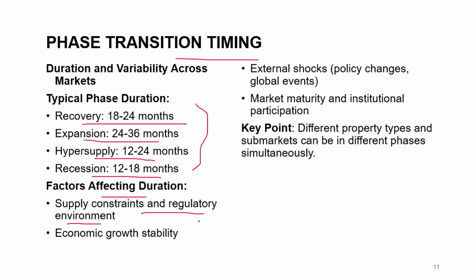What is the regulators' role in this? What regulatory changes they take at these times play a crucial role. Supply constraints also, how they are there, and then economic growth stability, these are also playing along with the economic growth of the country. So, if economic growth stability, in what time it is achieved, and then external shocks. So, policy changes, global events can also play a crucial role, and then market maturity and institutional participation will have a role in this. And then these are the things which will dictate the time period for each phase, how much longer it will be there.